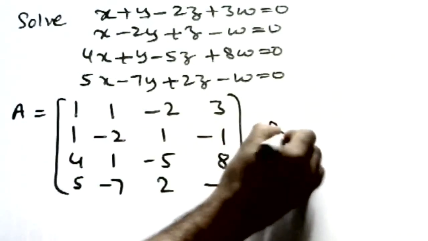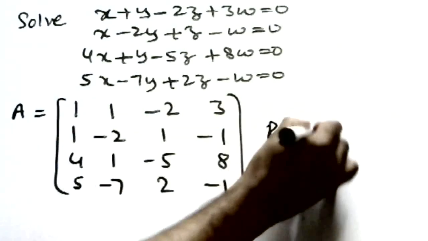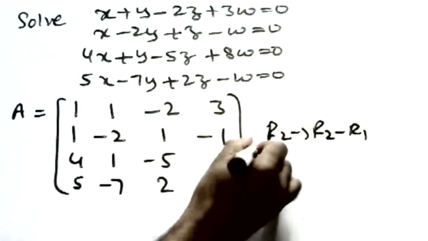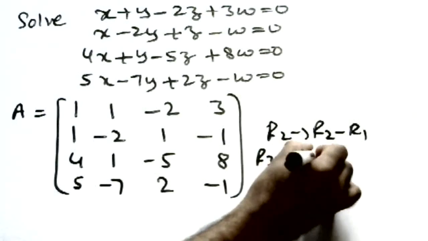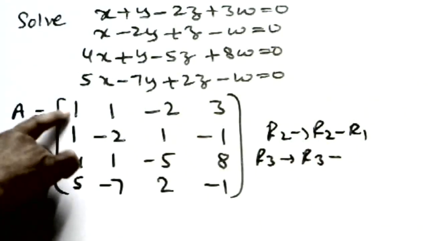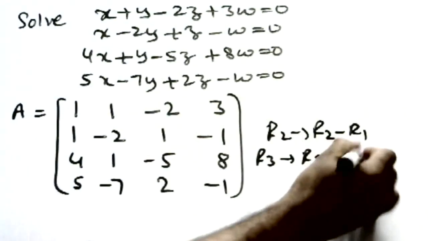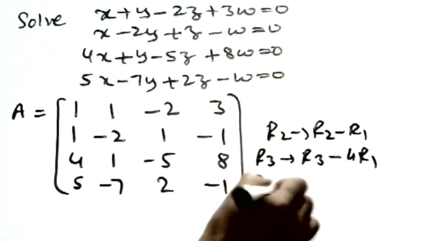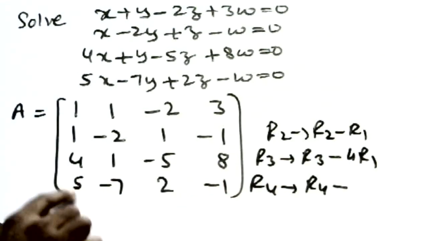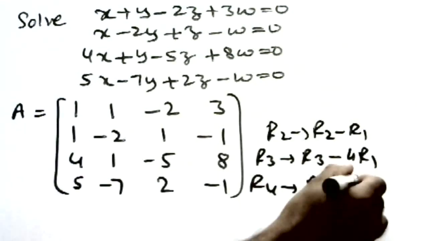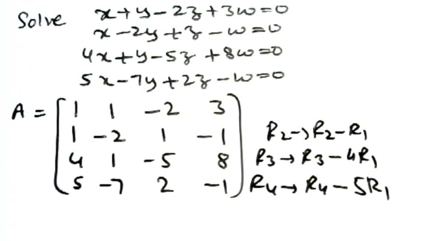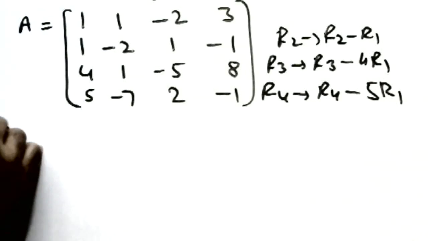Okay, let me change this one. R2 implies R2 minus R1, 1 minus 1 will be 0. R3 implies R3 minus, this is 4, so multiply this with 4, 4R1. R4 implies R4 minus, this is 5, so make this 5R1. Now let me change the matrices.